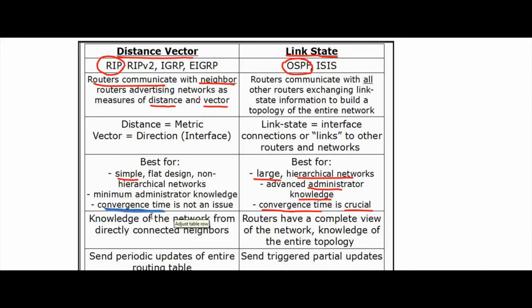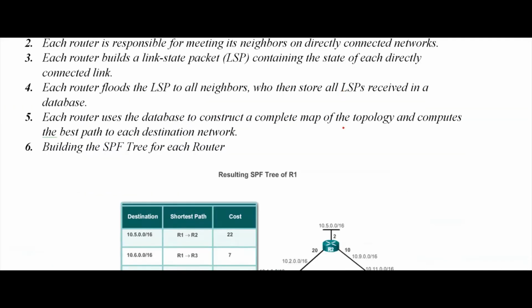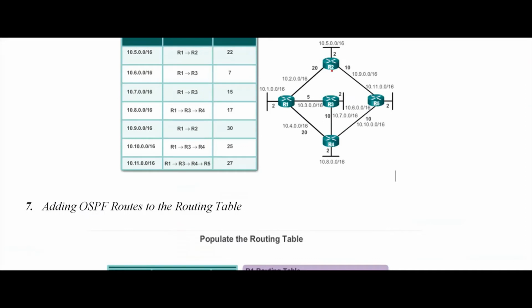Now, if you go for link state, routers communicate with all other routers. This is the important point. A single router is going to communicate with all the other routers for exchanging some data. That means in this diagram, if you take R2, R2 will communicate with everyone.